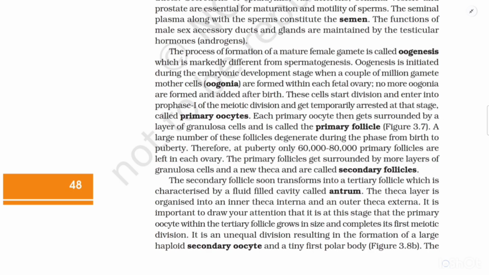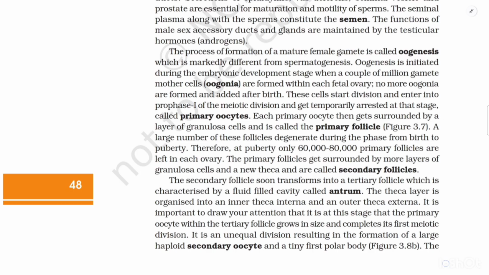These cells start division and enter into prophase first of the meiotic division and get temporarily arrested at that stage, called primary oocytes. Each primary oocyte then gets surrounded by a layer of granulosa cells and is called the primary follicle. A large number of these follicles degenerate during the phase from birth to puberty. Therefore, at puberty, only 60,000 to 80,000 primary follicles are left in each ovary.